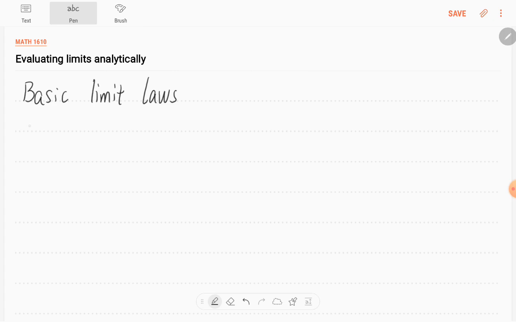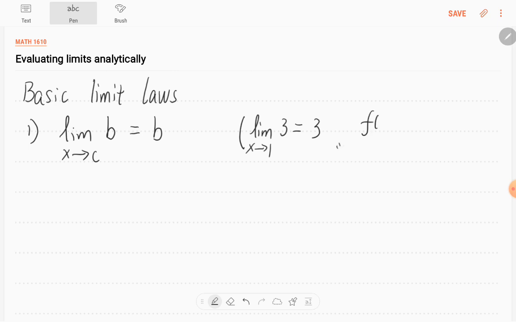So the first one is: the limit when x approaches a certain number c of the function f of x, which is a constant b, then the limit would be b. All right, so this is the example. The limit as x approaches 1 of 3 is equal to 3. So that means f of x equals 3, right? F of x equals 3, which is a horizontal line.